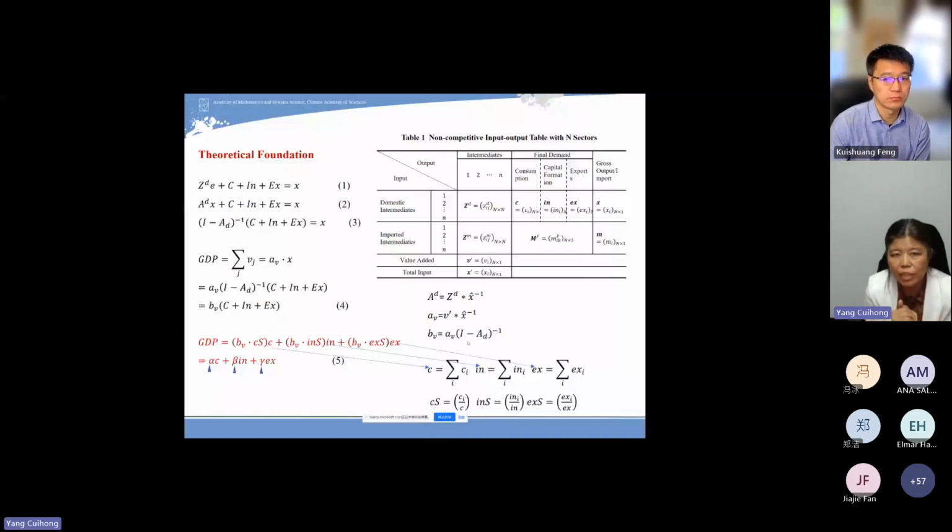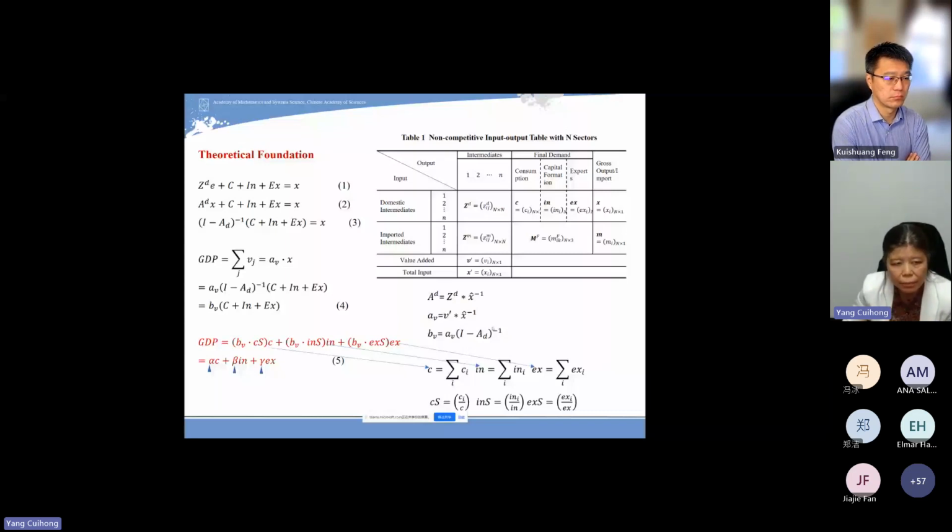So our theoretical foundation is this table. I think most of you are quite familiar with it. This is the competitive input-output table. Our theoretical foundation is that we use the GDP by expenditure method, measured by expenditure method.